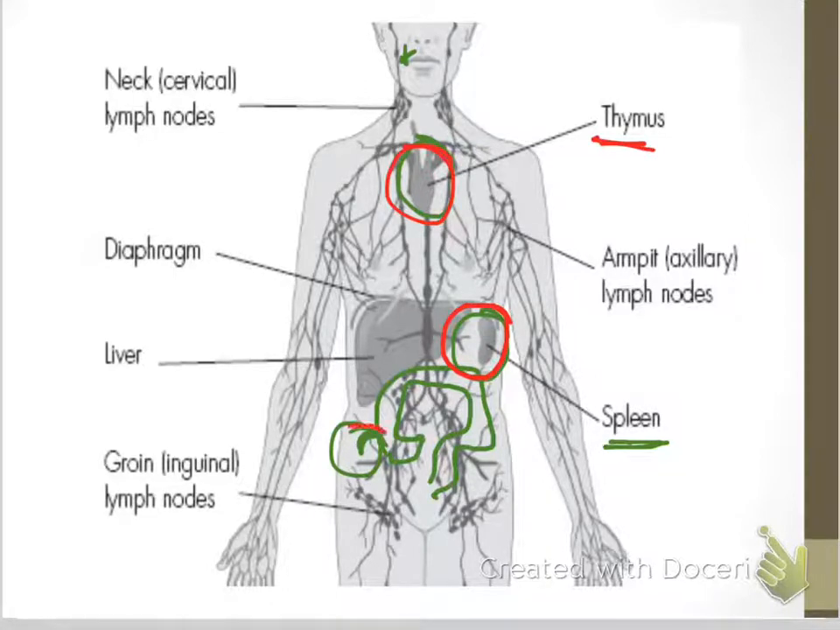The appendix down here, all right, again, there's really no known function at this point. It may have immune cells hanging into it, but a lot of times it just gets fecal matter stuck in it and becomes infected and can burst.